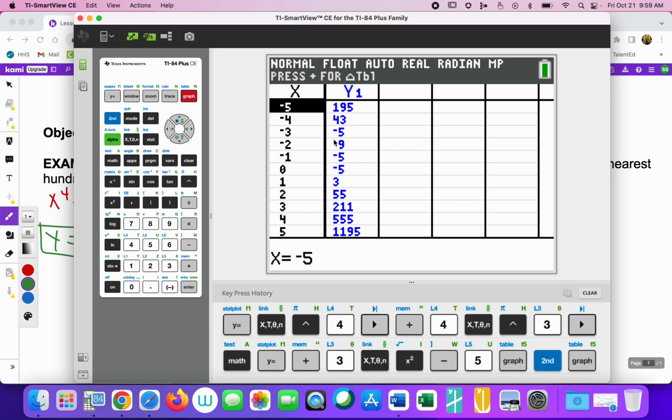0 and 1. Between 0 and 1. So that's everywhere. Every time it changes from negative to a positive or vice versa, it crosses 0. You might be asked that later, between what two numbers should it be? Okay, so I wanted to kind of point that out.